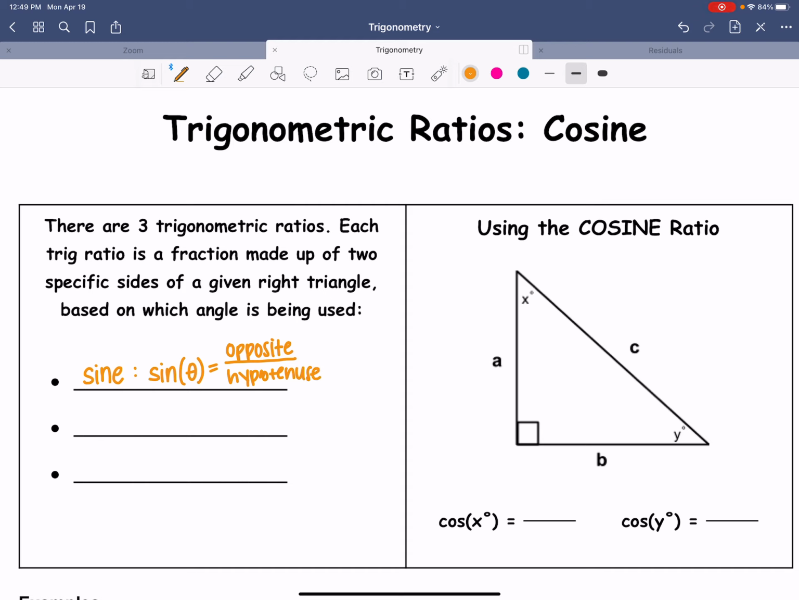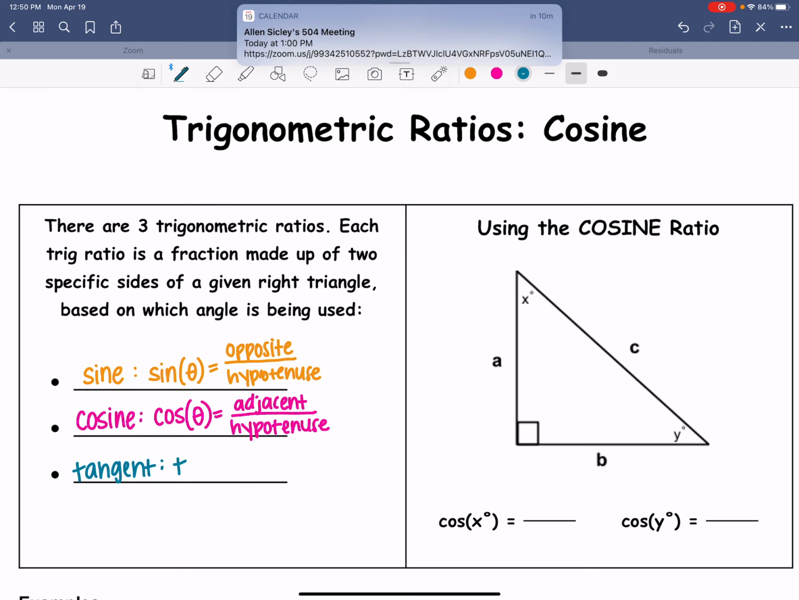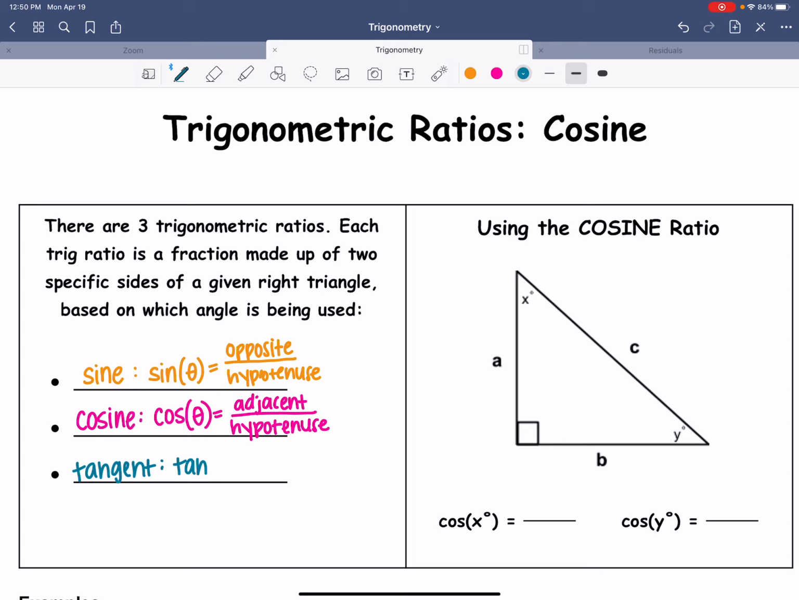And then today what we're talking about is cosine. So cosine is abbreviated COS, and it's always cosine of some angle theta that you're given, and that's the adjacent side from the angle over the hypotenuse. And finally, what we'll talk about in the next lesson is going to be the tangent ratio. So tangent is abbreviated TAN of theta, and that's equal to the opposite side over the adjacent side to the angle.